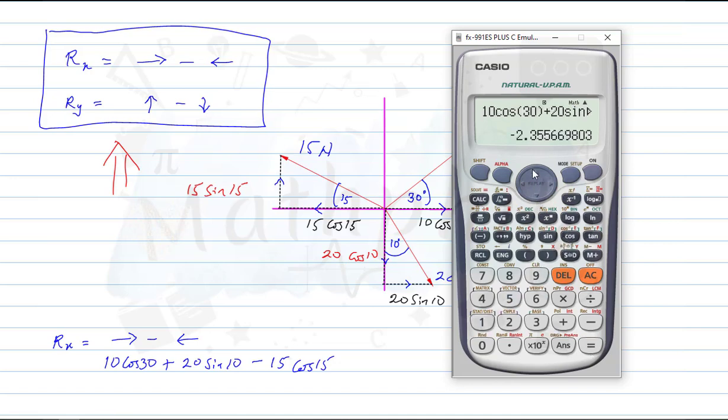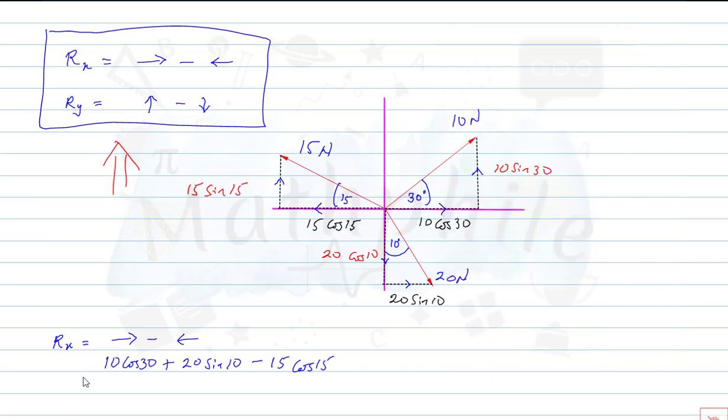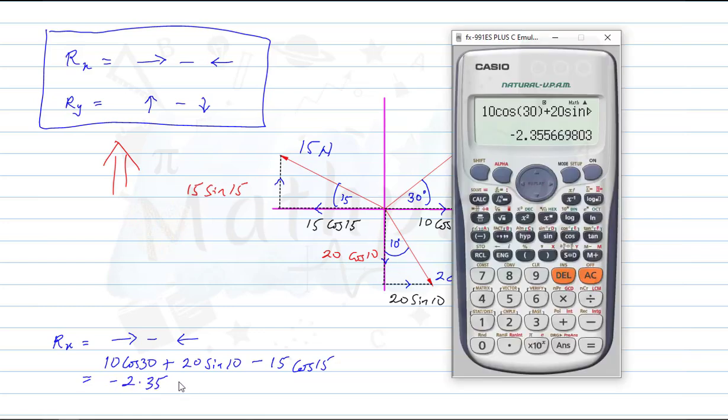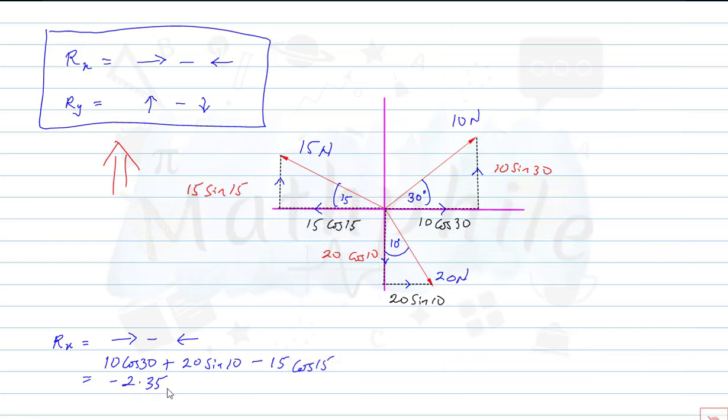So the leftover force in this direction is actually, this is quite strange. Well, let's see if we place everything in. Okay, so we did everything that we were supposed to do, and that is negative 2.35. So negative 2.35. Let's confirm this. So that's the leftover force.